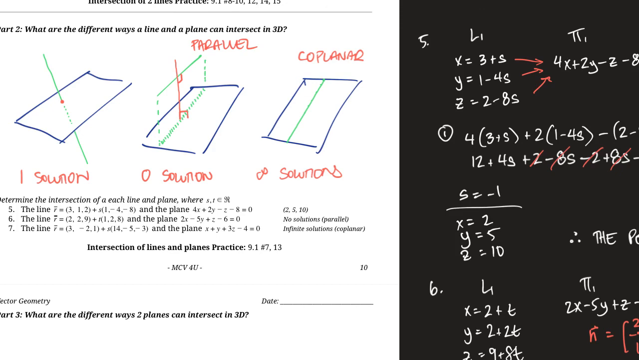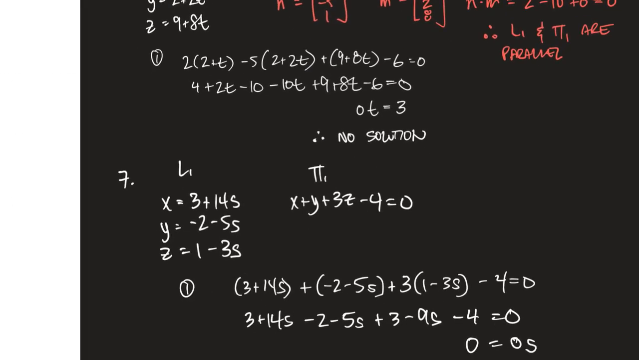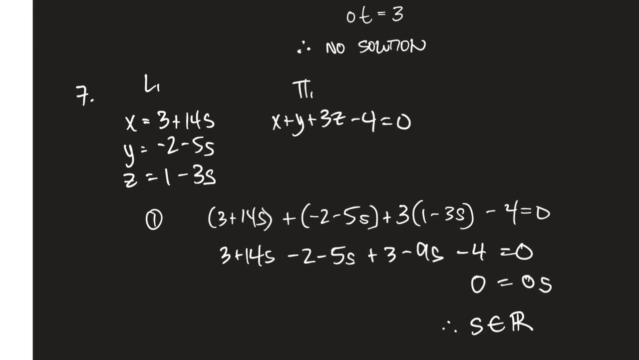So again, the way you could check that, if you plug in the point on this line that's given, 3, -2, 1, into this equation, it should equal 0. And that tells us that that point is on that plane. And therefore, the line is on the plane.